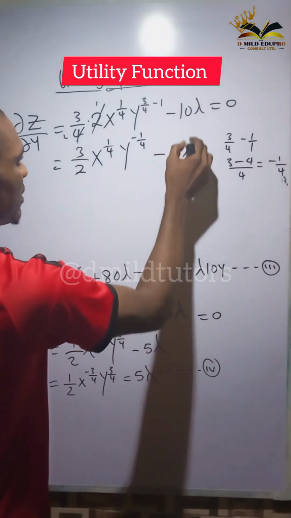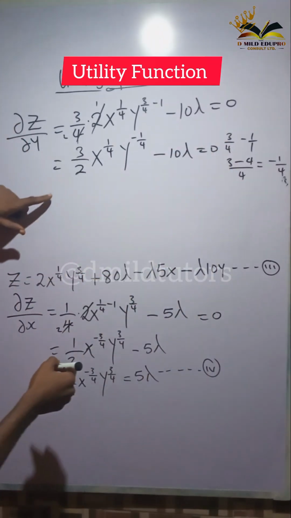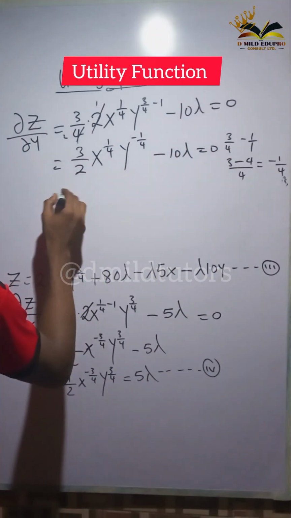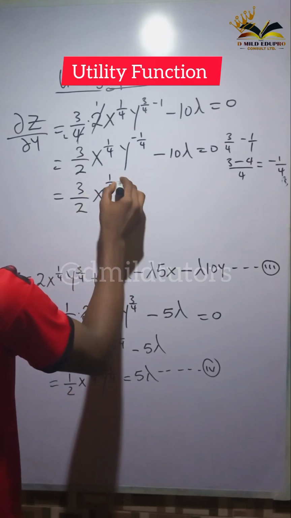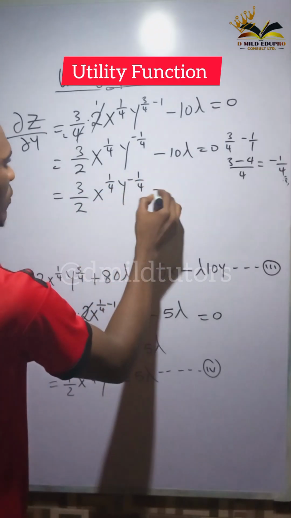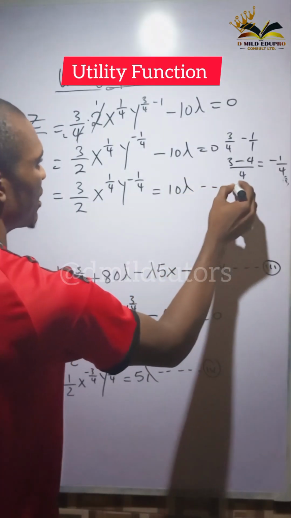then minus 10 lambda equals 0. So to simplify this, finally you have 3 over 2 x^(1/4) y^(-1/4) equals 10 lambda. So this is our equation 5.